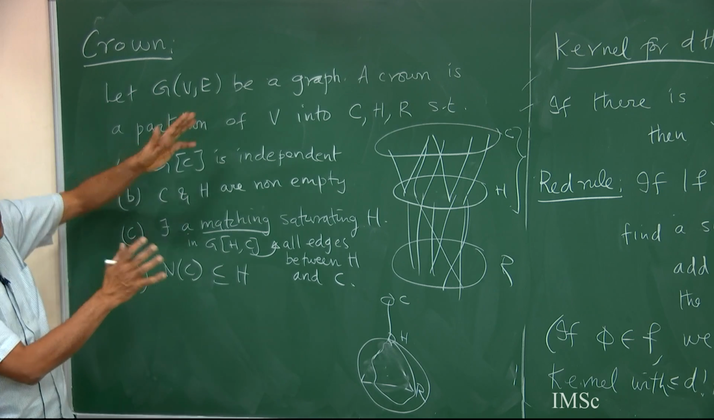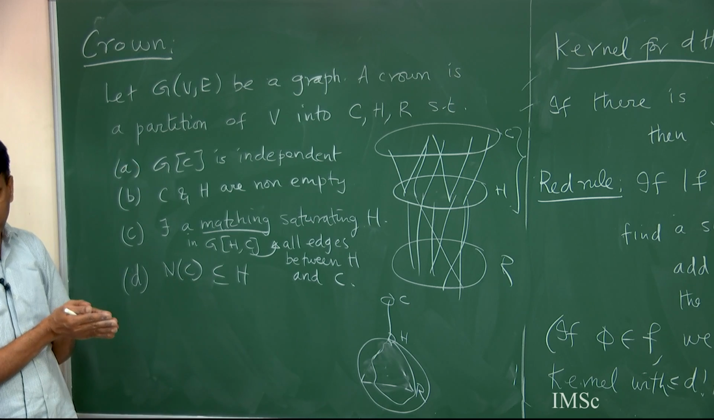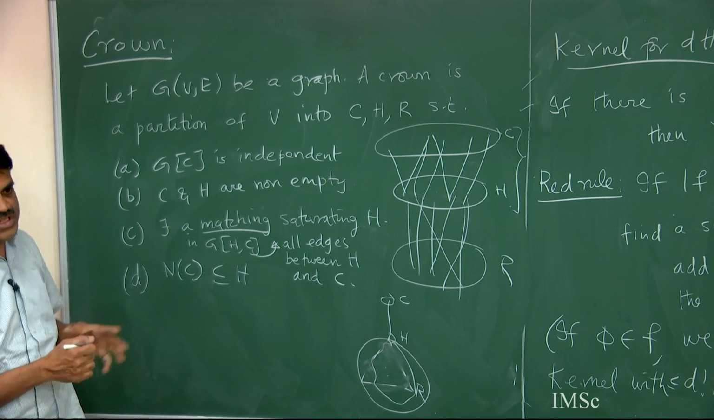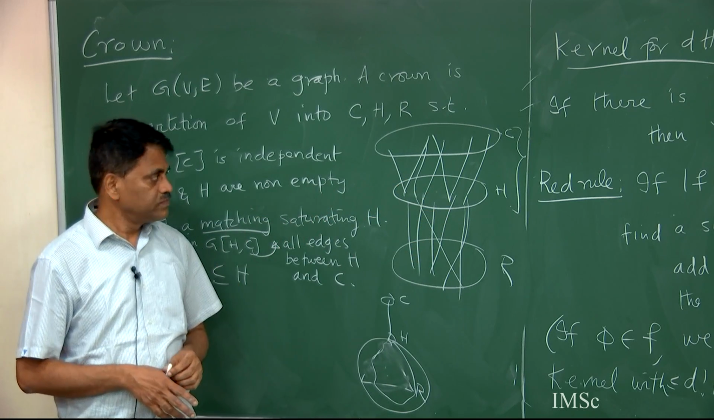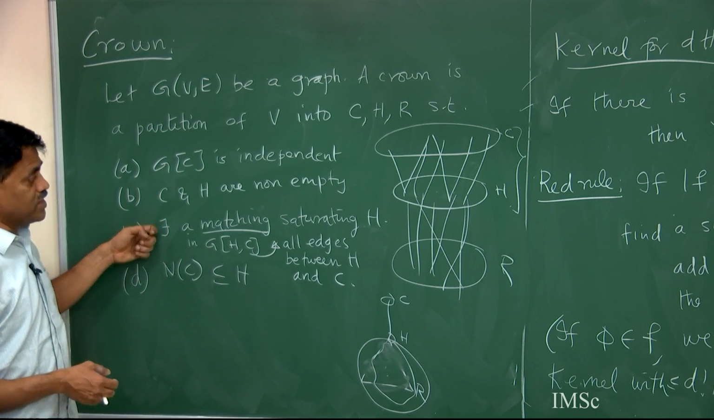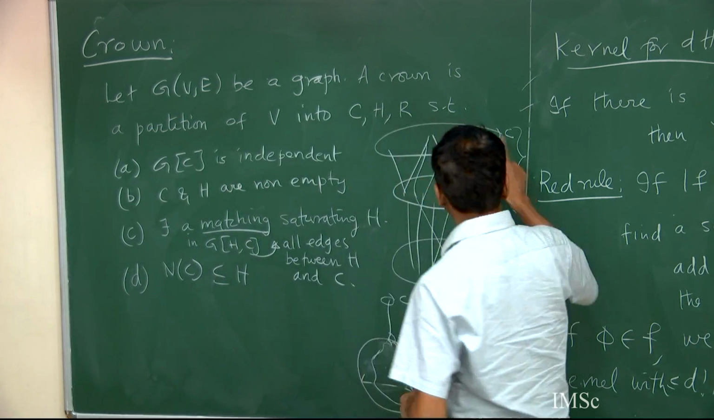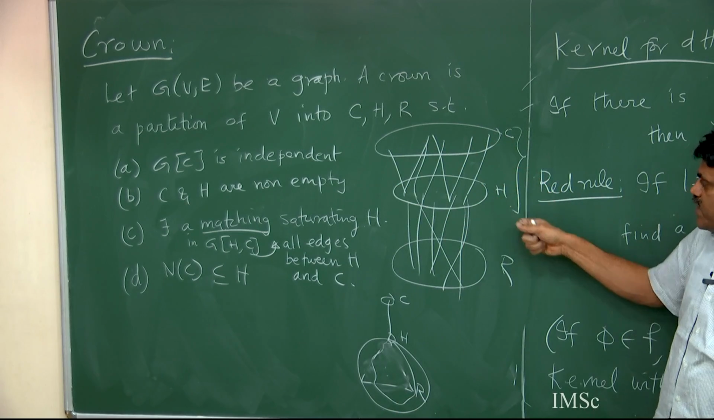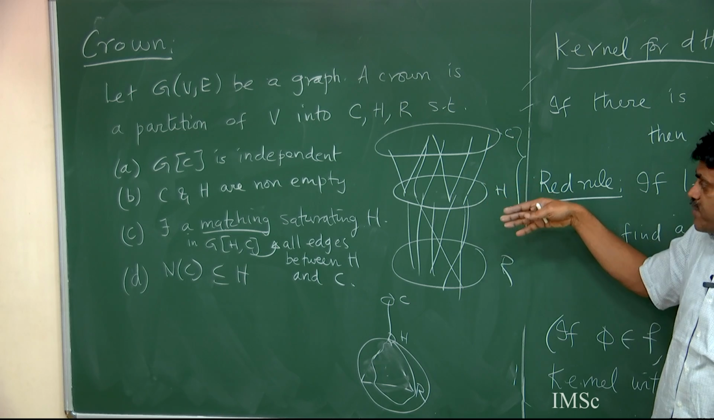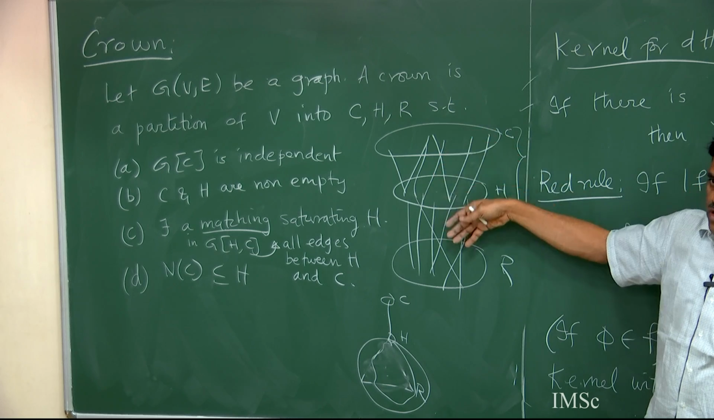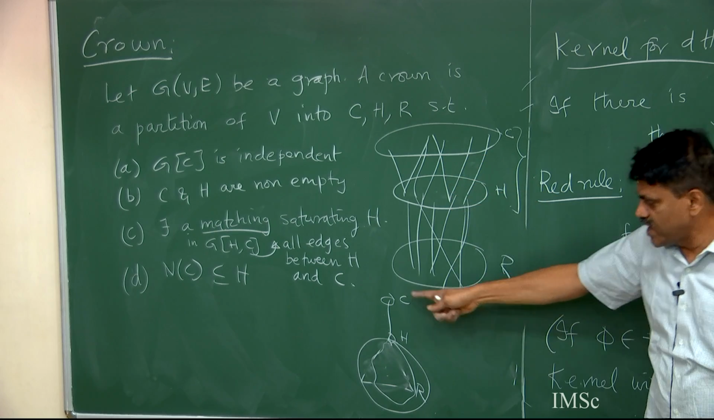If I find such a structure, then I can reduce the graph. Remember, kernel is all about reducing the graph, right? I can just quickly pre-process, reduce the graph by picking all of H into my solution. Why do I need all of H? Because there is a matching saturating H. If I want to cover all the edges across H and C, clearly you need at least cardinality of H many vertices to cover them, because there is a matching that saturates this, and they are covered by some vertices here or some vertices here. Nobody else is going to cover them. Why do you want to pick vertices here? You might as well push them here. It's exactly like the way we argued here.